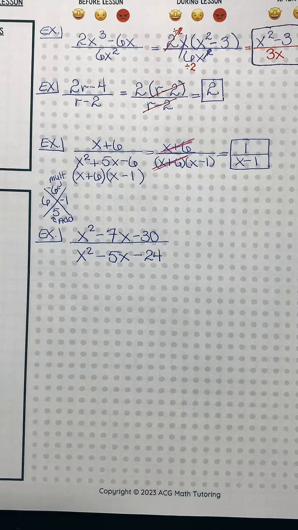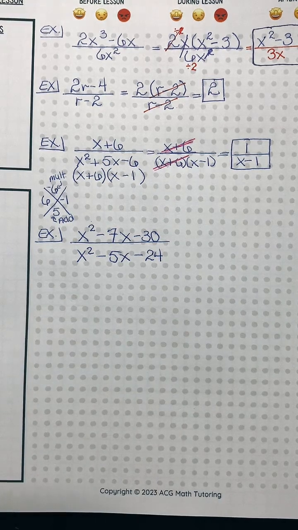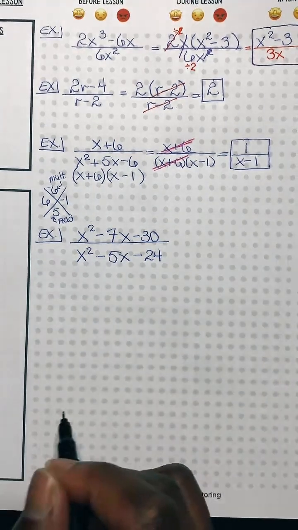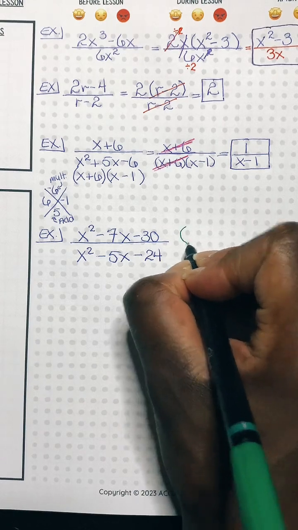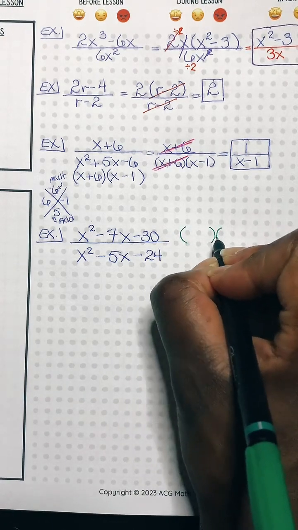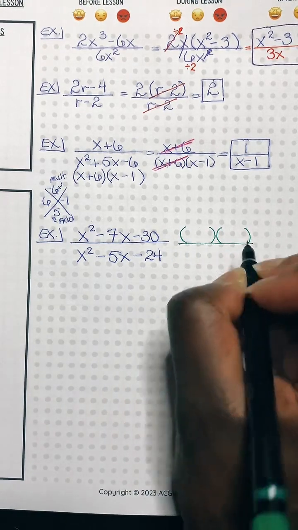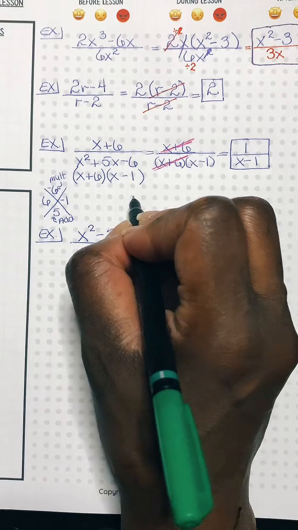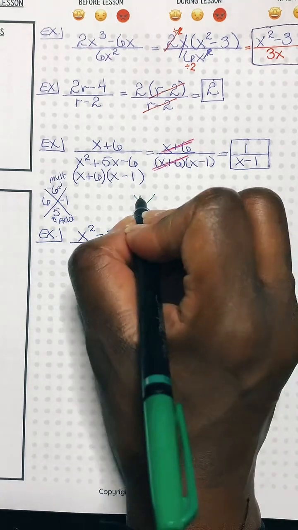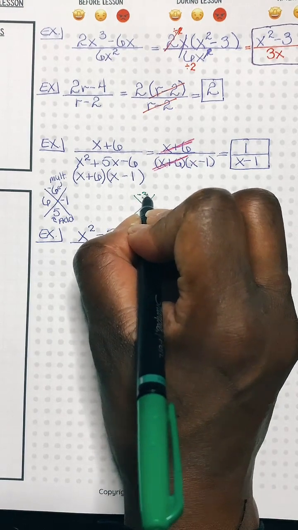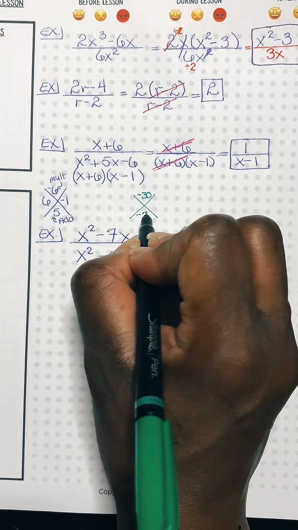All right. So, for the, let's say for the numerator, I want to get my two parentheses. And then I have to think what two numbers multiplied together will give me negative 30 and add together to give me a negative 7.